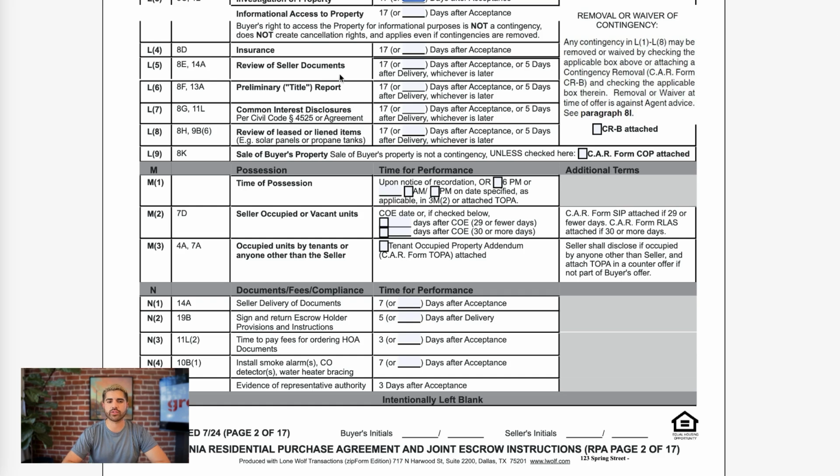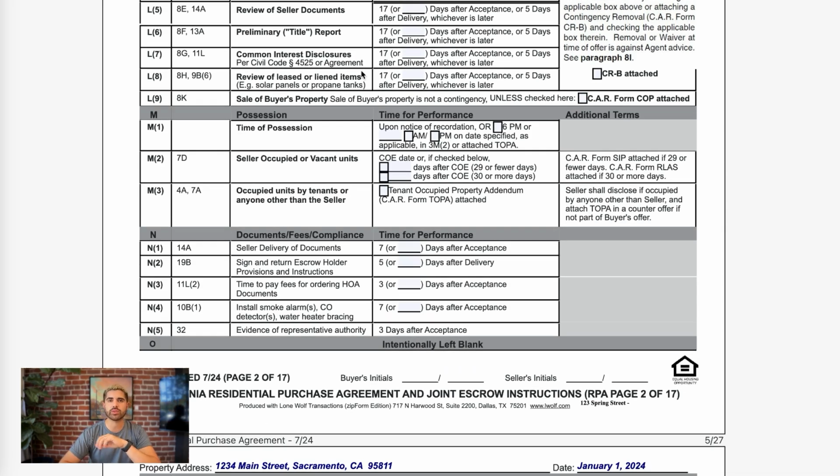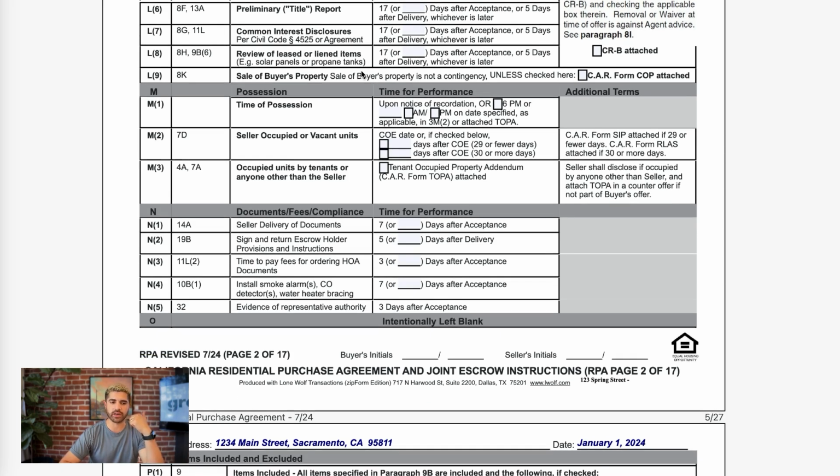Moving on, we have the review of seller documents. That would be any disclosures or questionnaires that they're required to fill out to provide you information that they know about the house. Next is the preliminary title report, which title runs just to make sure that you're going to get a clean title. There are no liens or back taxes on the property that you would take on. And then the other items are common interest disclosures or lease or lien items.